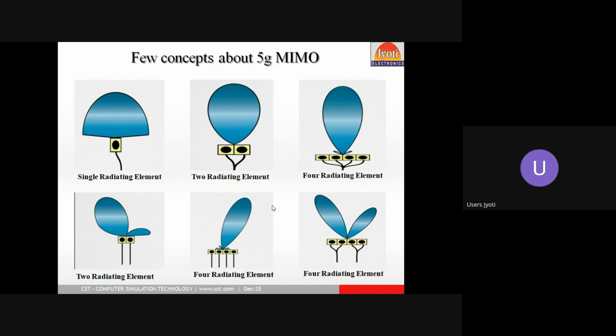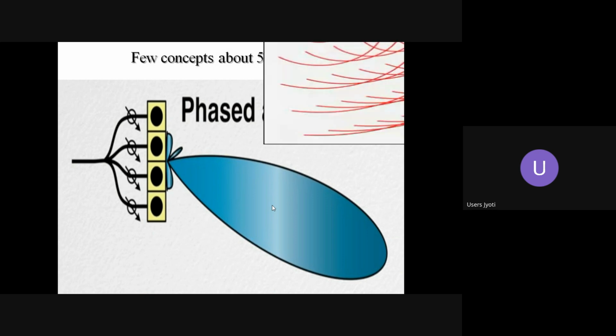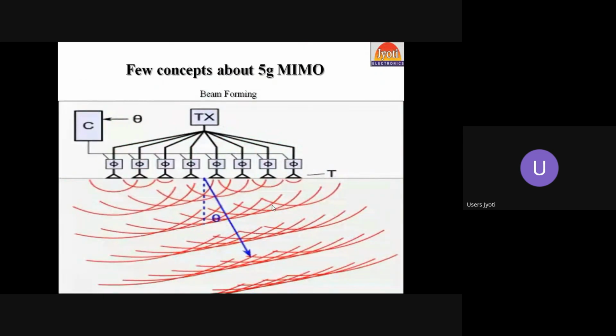So after giving different inputs and different phase shifts, you will just modify the output radiation pattern of the antennas in the MIMO antenna, using beam forming with different amplitude and phase shift. Phase antennas are also there. Here you can see the beam forming.